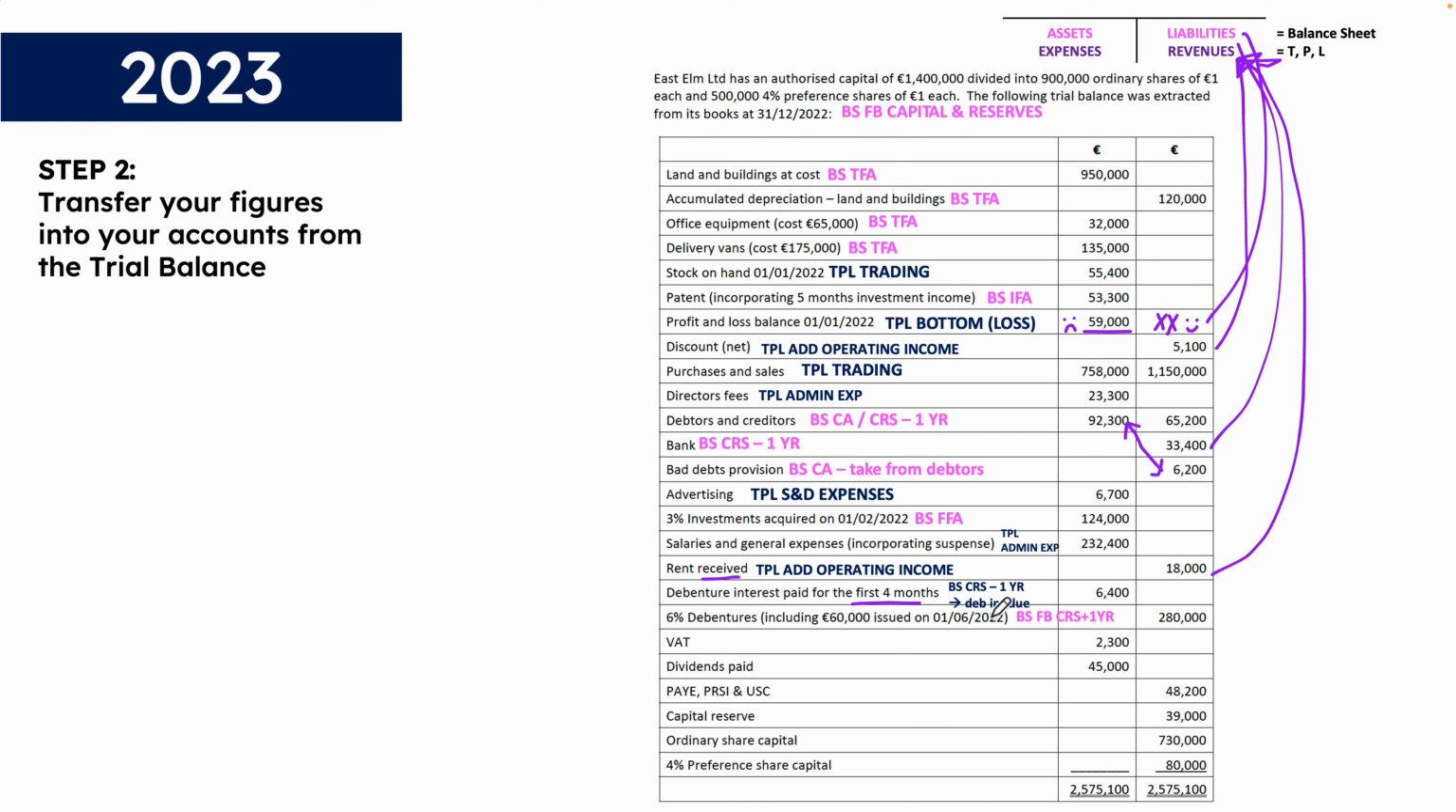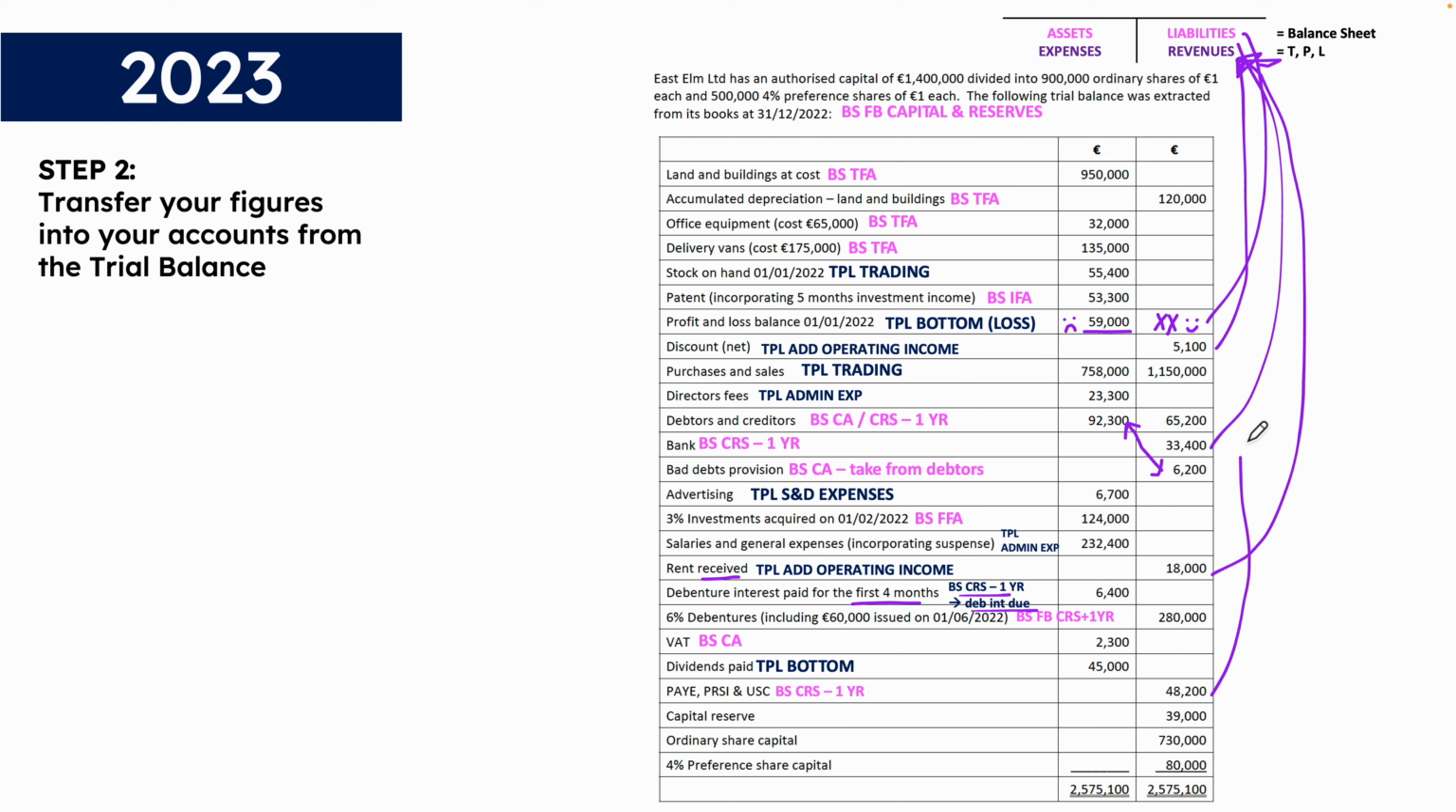So therefore that's going to help us in our balance sheet, creditors minus 1 year. It's going to be our debenture interest due. Then we have VAT on the debit side, so that's going to be balance sheet current assets. Then we've got dividends paid, so we're going to be taking that away at the bottom of the trading profit and loss. So that is dividends paid to our shareholders.